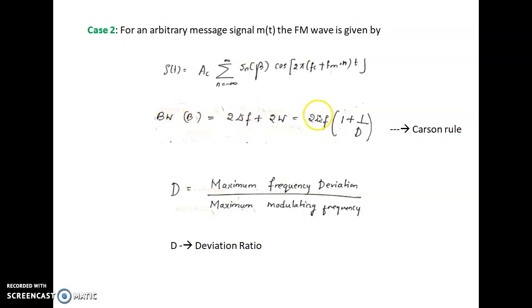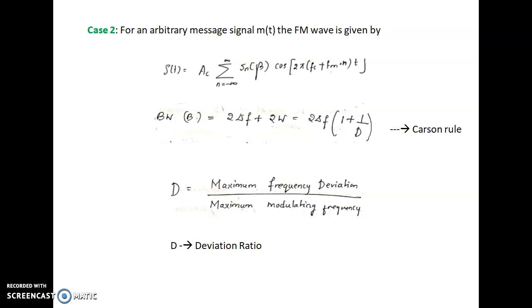If you take 2 delta F common, you will get 2 delta F into 1 plus 1 by D. So what is this D? We call D the deviation ratio. D is equal to the maximum frequency deviation divided by the maximum modulating frequency. It is just like your modulation index. We can recall what beta is. Modulation index is delta F by Fm.